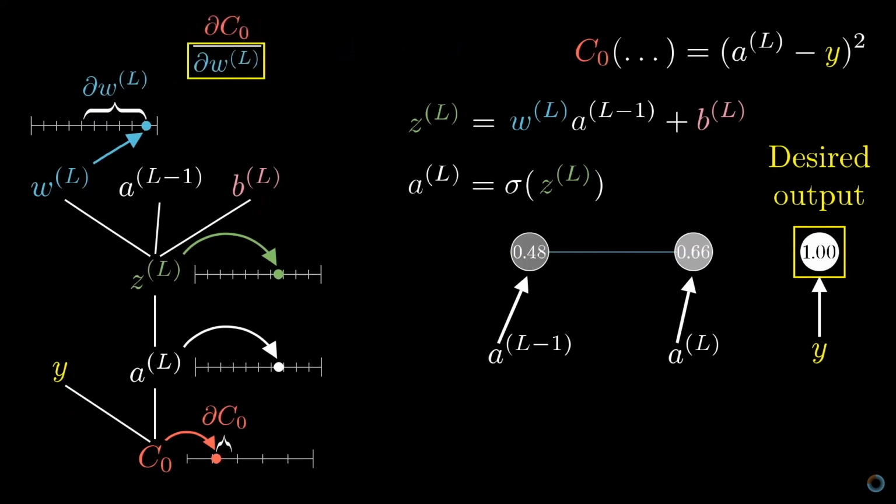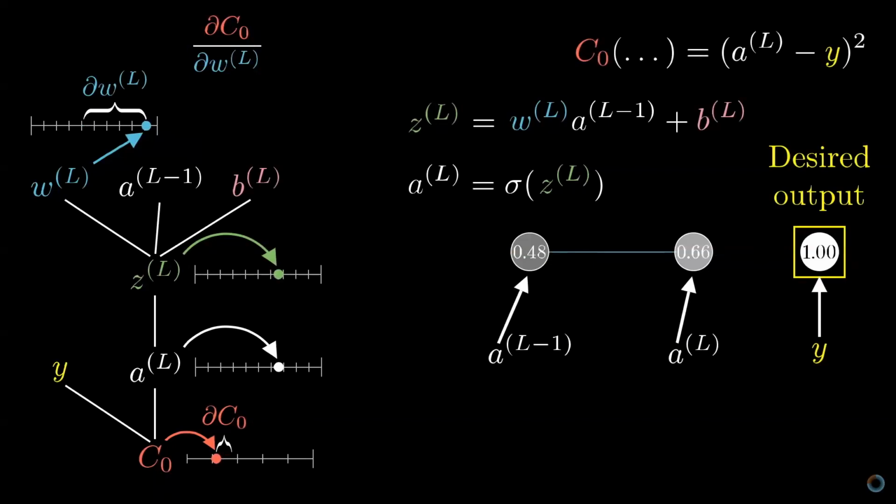When you see this del W term, think of it as meaning some tiny nudge to W, like a change by 0.01. And think of this del C term as meaning whatever the resulting nudge to the cost is. What we want is their ratio.